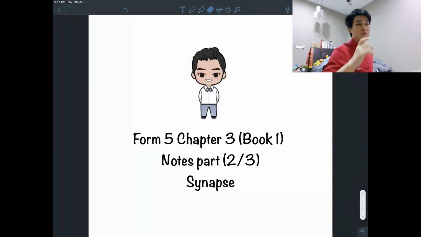Yo guys, welcome to the second part of Form 5 Chapter 3 Book 1, whereby our topic for today is called the synapse. So what is synapse?